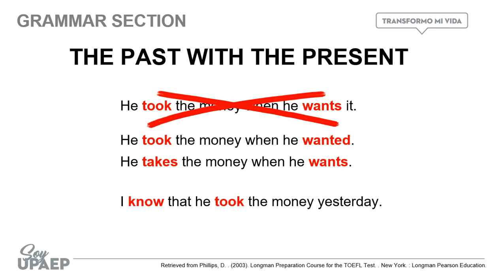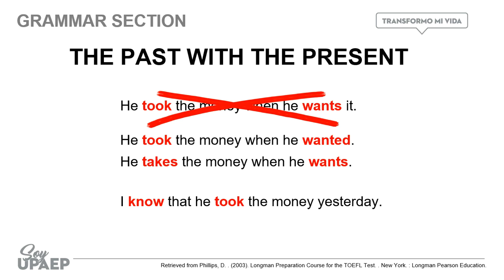Even though we have these situations where the combination of past and present is not correct and it is quite illogical, right? It is necessary also to say that it is possible to have a logical sentence in English that has a past and a present tense. For example, the one that you have on your screen: I know that he took the money yesterday. The meaning of this sentence is logical. I know right now that he took the money yesterday.